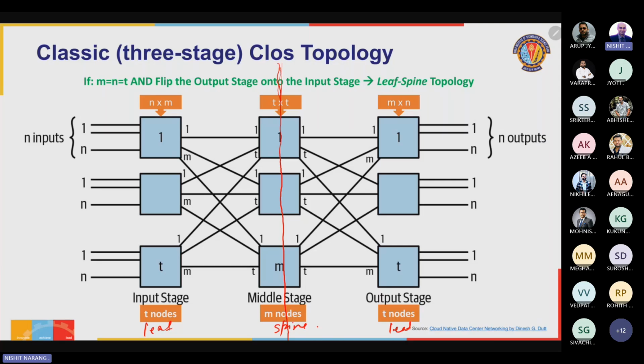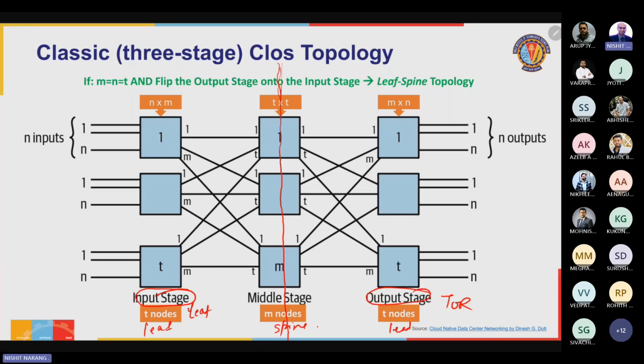So this is how the classic Clos topology translates into a simpler leaf spine. Because in our case, all we have to do is treat all the input stage nodes as leaf switches, which are top of rack switches. Similarly, these are also top of rack switches. And the middle stage is acting like a spine. It's the backbone, which is connecting the input stage to the output stage. In our leaf spine topology, the spine is acting as a backbone connecting all leaf nodes together.